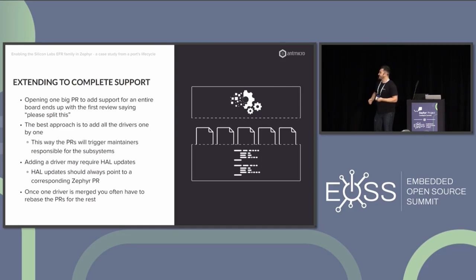So, getting back to the main topic. Once we had the base support, we could start on adding the rest of the functionality. There is a lot of other stuff to be added, like drivers for peripherals, for radios, and so on. You cannot really get one PR adding the base stuff and a second one adding the rest, because the first comment you get is, please split it. And you would get it from many maintainers, because if you suddenly open a PR touching many subsystems, GitHub will automatically ping the maintainers of every single subsystem and they will tell you, come on, please split it. So you have to do it one by one.